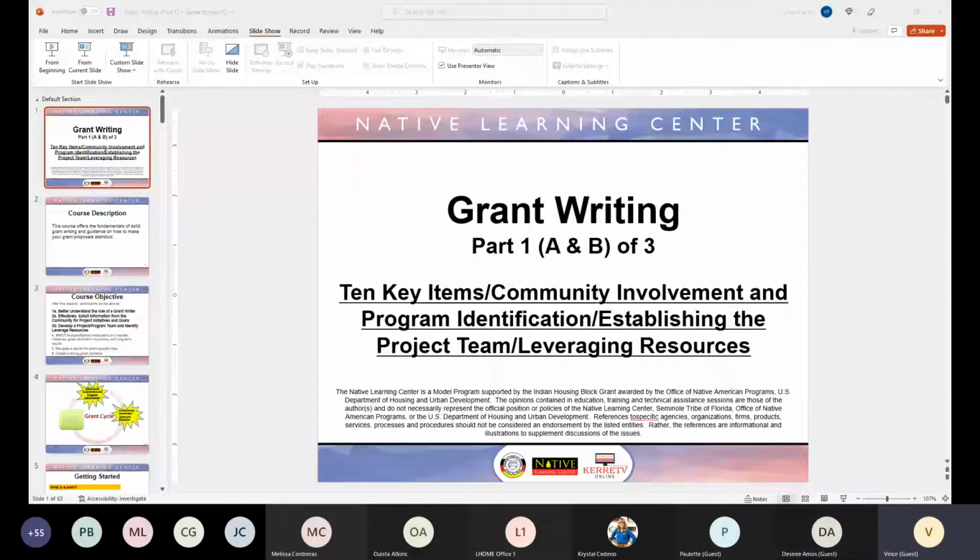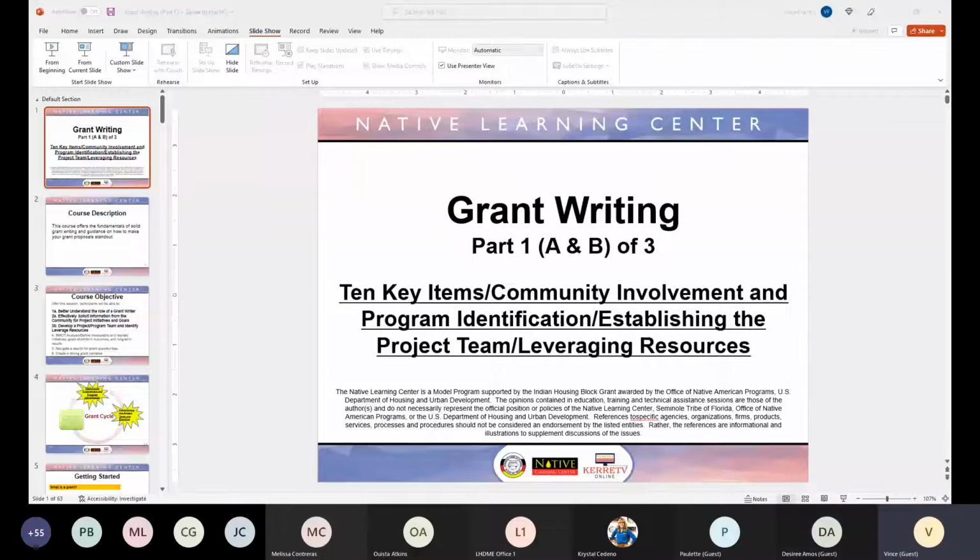What are you trying to accomplish here? And then also establishing the project team, and then also, as I mentioned, leveraging resources. The course, as you probably know, is the fundamentals of solid grant writing and guidance on how to make your grant proposal stand out. But as I mentioned before, to be able to write a good narrative, you need to have a solid understanding of the fundamentals of what needs to be put in place to develop it. In other words, kind of jump ahead here.